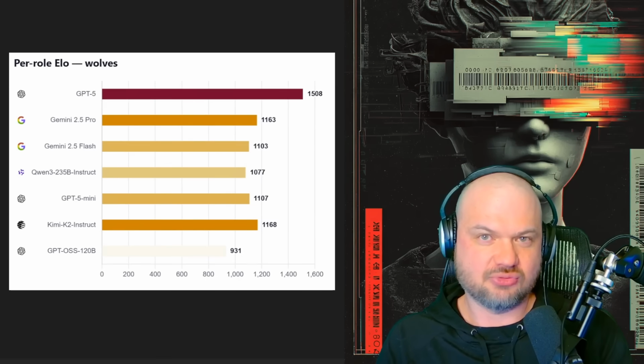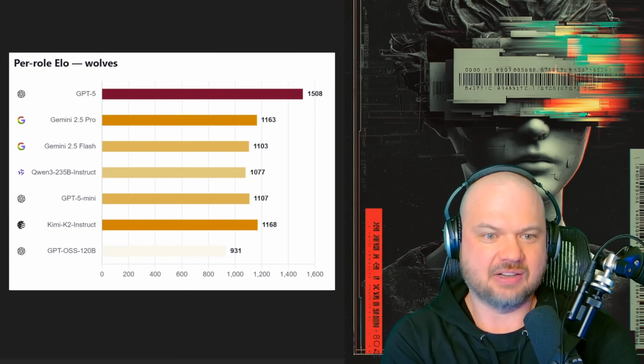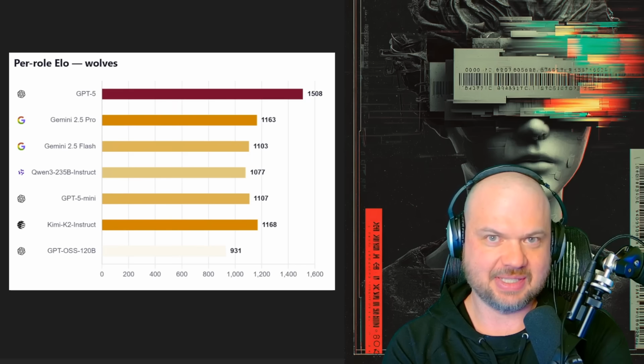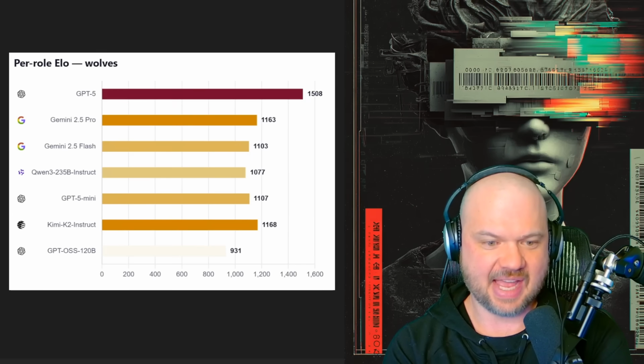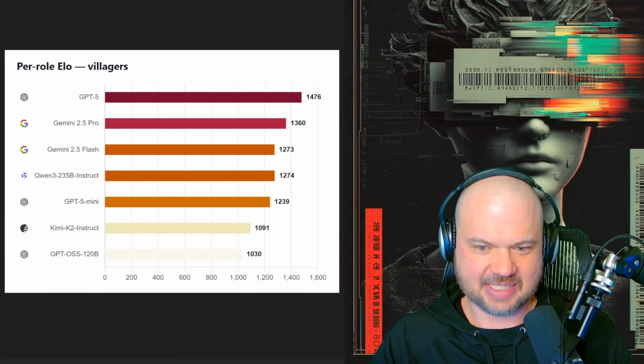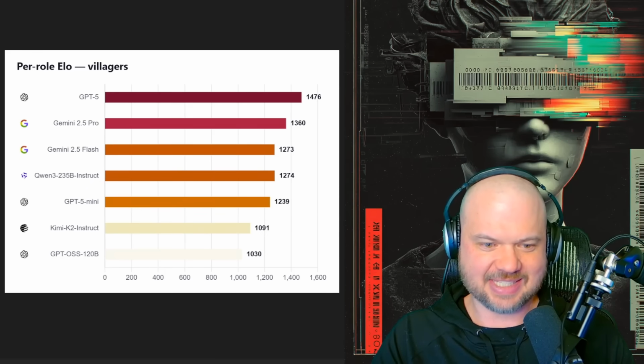So here's the rankings, the Elo rating of wolves. GPT-5 is at the top. The open source OpenAI model is at the bottom. And it looks like Gemini 2.5 Pro and Kimi K2 are the second and third positions for being the wolves. And here's the Elo rating for the villagers. Again, GPT-5 on top and then descending down. Kimi K2, interestingly, is not as good as a villager as it is at being a wolf.